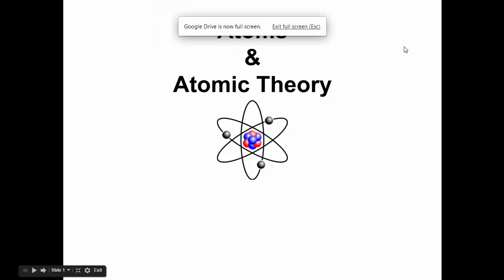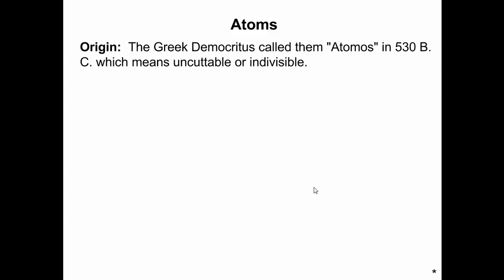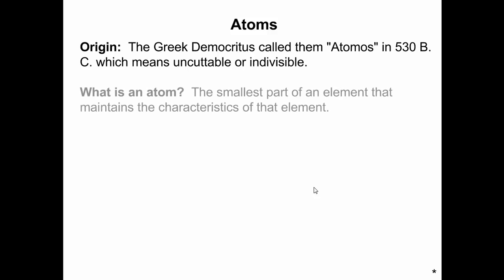Okay, today we're going to be talking about atoms and atomic theory. What does that mean? So the word atom comes from the Greek, and it was by a Greek person named Democritus, and he called them atomos in 530 BC, which means uncuttable or indivisible.